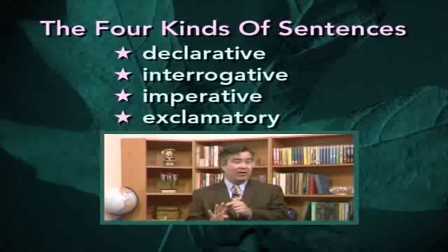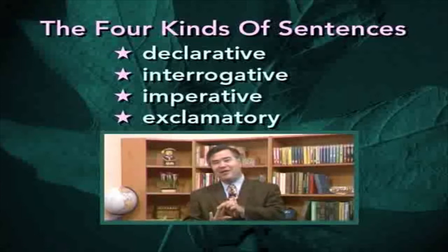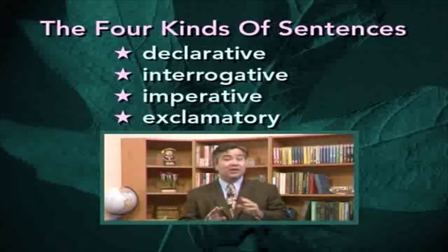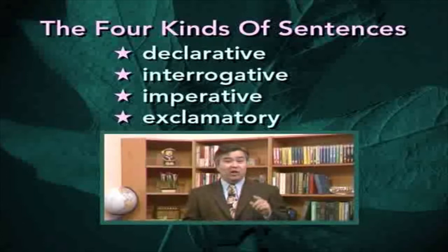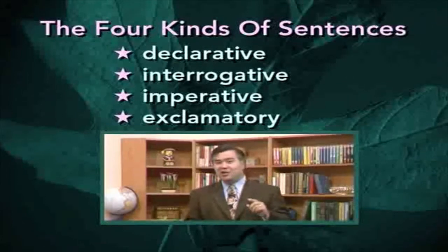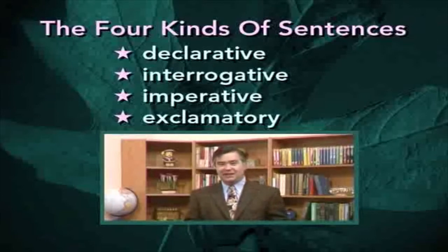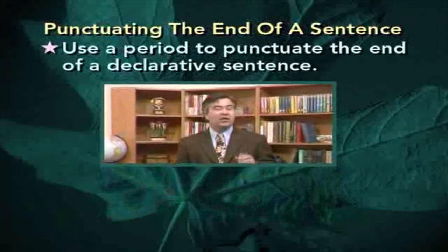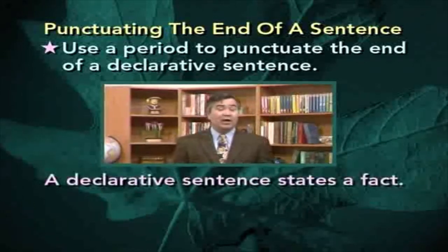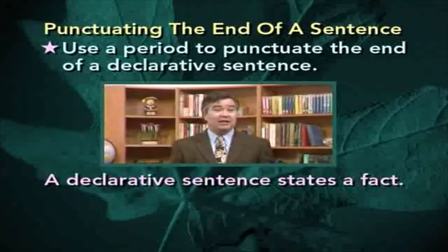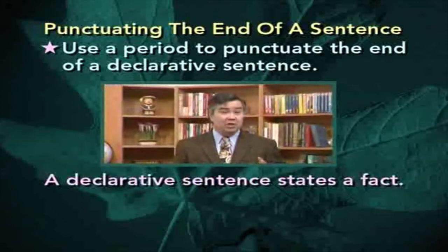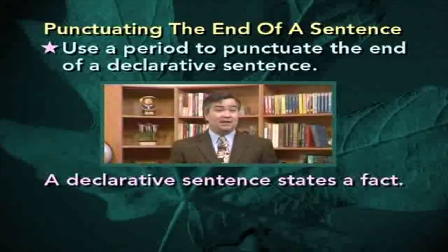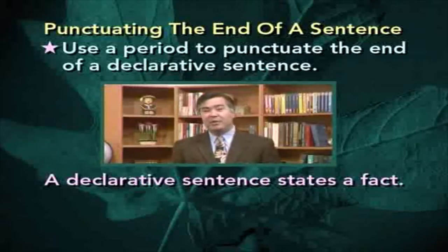As you recall, there are 4 different kinds of sentences: declarative, interrogative, imperative, and exclamatory. Let's look at each of these 4 kinds of sentences and the kind of punctuation mark you need to use to end each type of sentence. First, use a period to punctuate the end of a declarative sentence. As you recall, a declarative sentence states a fact. The great majority of sentences in usual written English are declarative sentences, so most of the sentences you write will end with periods. Here are a couple of examples.